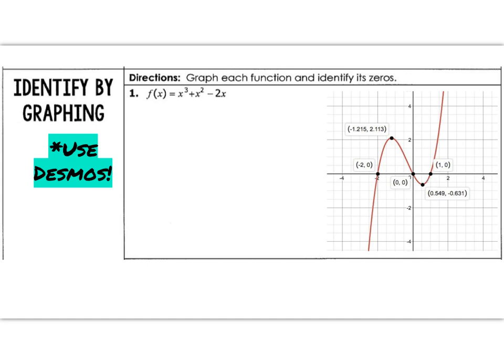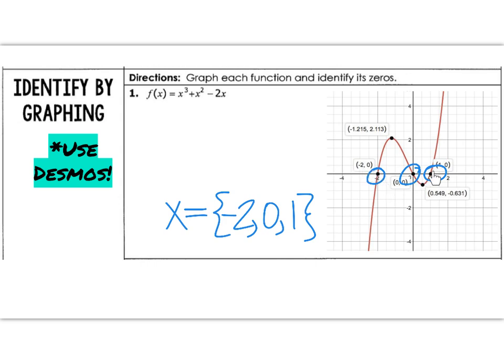So these are going to be our zeros of the polynomial function, and that's how we can quickly identify them by graphing. So we would say that x equals, and we're going to use the x values, -2, 0, and 1, because those are the x coordinates of each of our zeros. Therefore, all of our solutions are -2, 0, and 1.